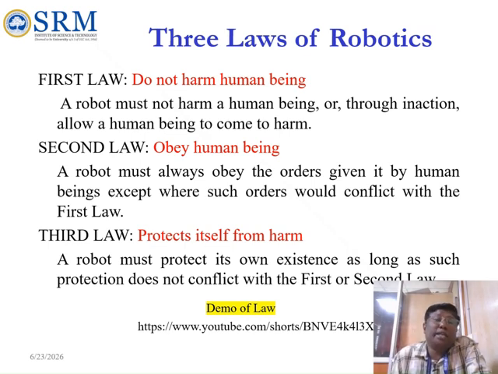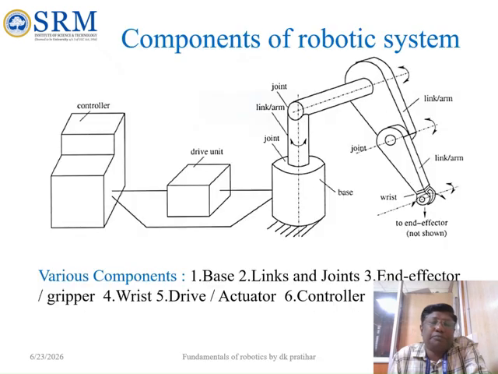So if you look at the three laws, the first law says do not harm the human being. You can see the fonts given in red color, do not harm the human being. The second law, obey the human being. And the third law, protect itself from harm. So if you look at all three laws, they are only meant for the human being. Okay, the human being should not be affected by robotics. That is the main aim, and it should serve the required purpose.